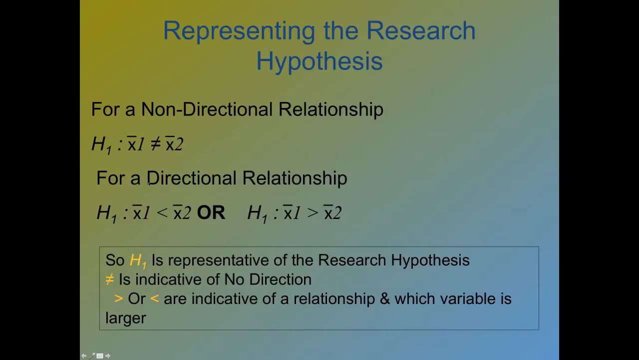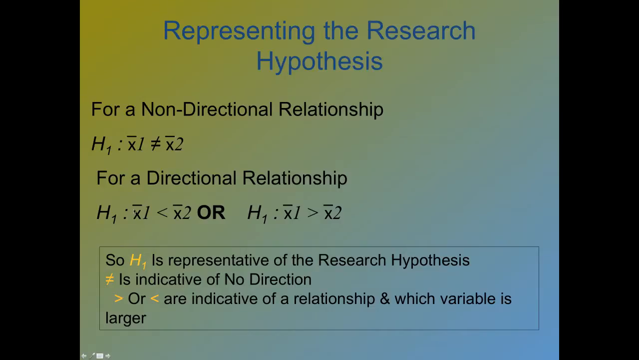Now, when it comes to a directional relationship, you have to choose. You're either going to write this or you're going to write this. You cannot have both. So here you're going to select which direction. You're going to say that overall problem-solving ability increases with intelligence, or overall problem-solving ability decreases with the level of intelligence of an individual. So you have to choose a direction.